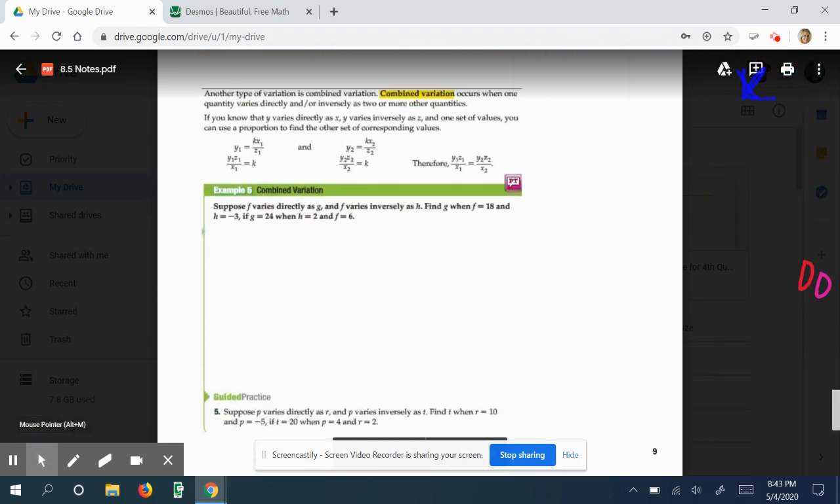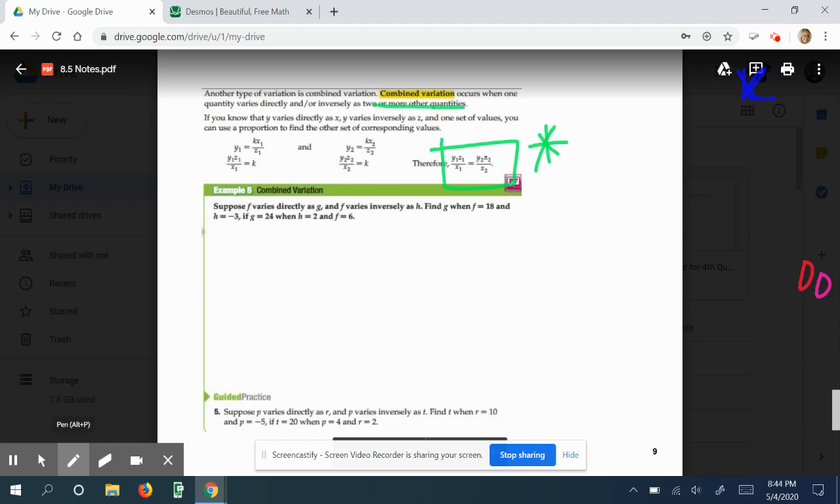All right, another one we have is something called combined variation. All right, so combined variation is this, okay? So here is our combined variation. It's set up a little bit differently. It's like the combination of both direct variation and inverse variation. And so we have this right here. So this is something that you should for sure have next to combined variation in your notes.